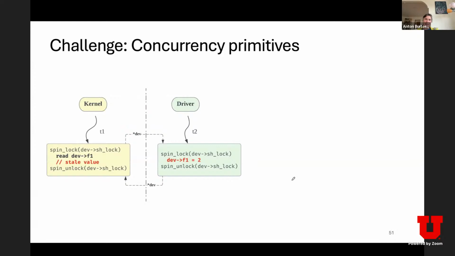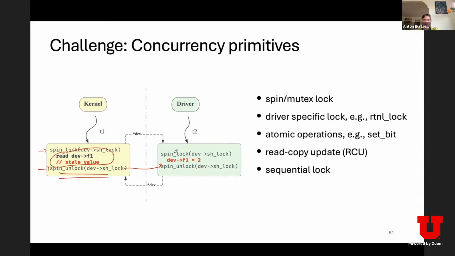You also have to carefully reason about concurrency primitives, meaning that if you have a spin lock and you acquire it and change some state, you actually have to make sure that you synchronize the state by the time you unlock the spin lock. Otherwise, the other isolated subsystem doesn't see the most recent state.